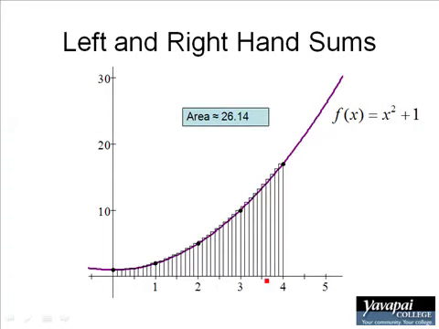Now I've added even more. This looks to be about 40 rectangles here because there's 10 rectangles from 3 to 4. So if I go from 0 to 4, there's 40 of them. Now I see an area of 26.14, but to get that, I'd have to add up all 40 of those terms.